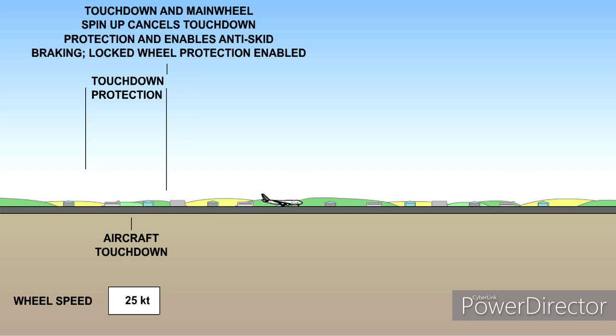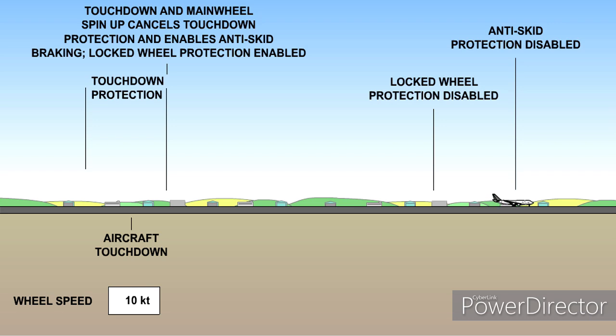Should any wheel lock for any reason, then the locked wheel protection system will completely release the pressure to the locked wheel until it spins up again. As the aircraft slows through about 20 knots, the locked wheel protection system is disabled. Finally, on some systems, as the aircraft slows through about 10 knots, the entire anti-skid system is disabled, and braking is completely in the hands, or more correctly the feet, of the pilot.